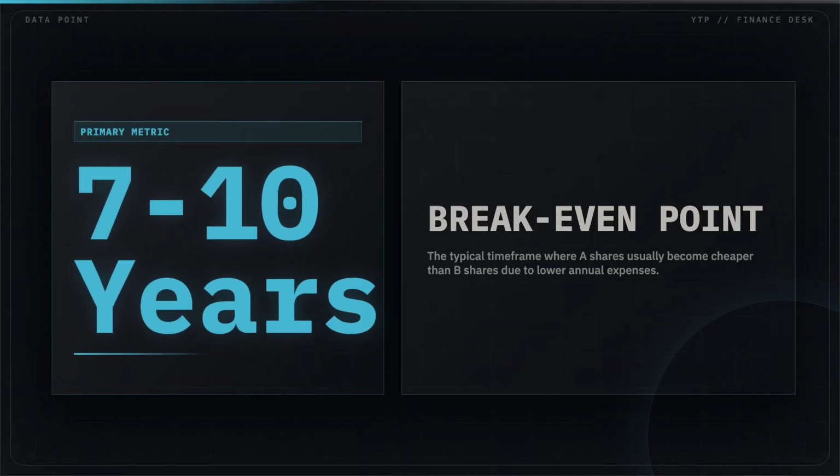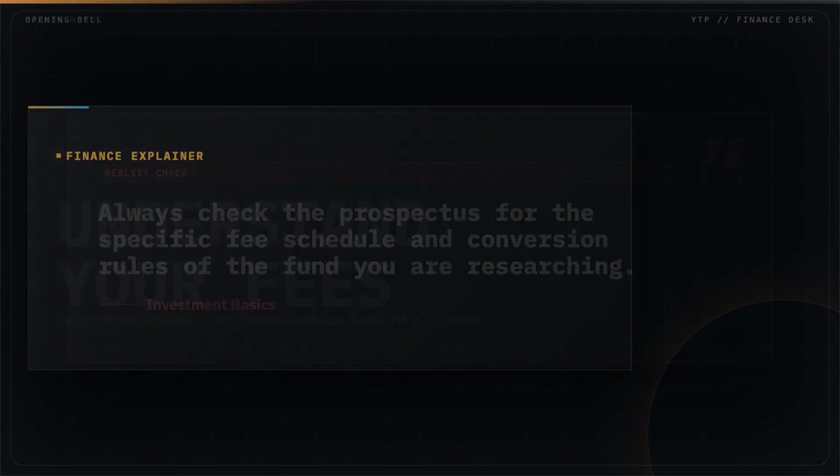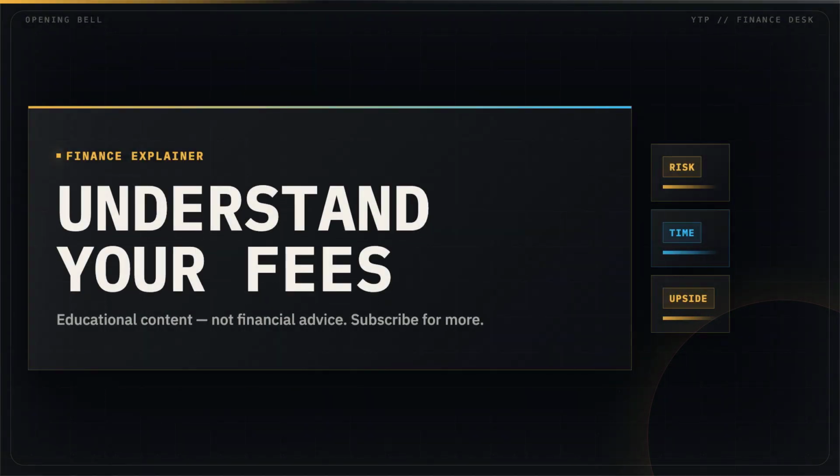The break-even point is critical. After about 7 to 10 years, the lower annual expense of A shares usually overcomes the initial load. Always read the fund prospectus to understand the exact fee structure, as every fund company sets their own rules for these classes. Knowing your share classes helps you keep more of your returns.